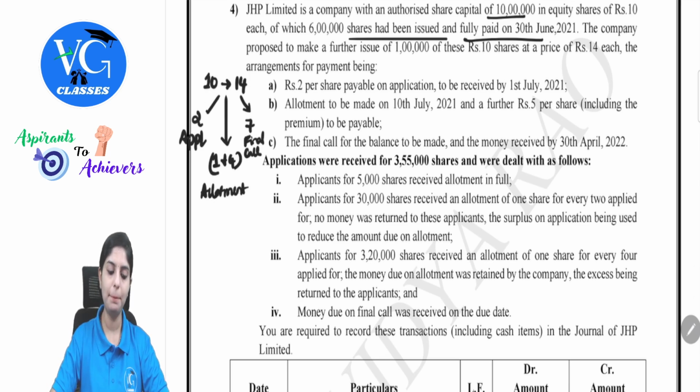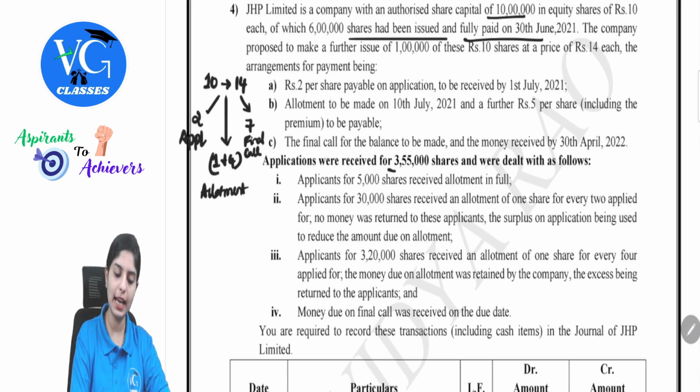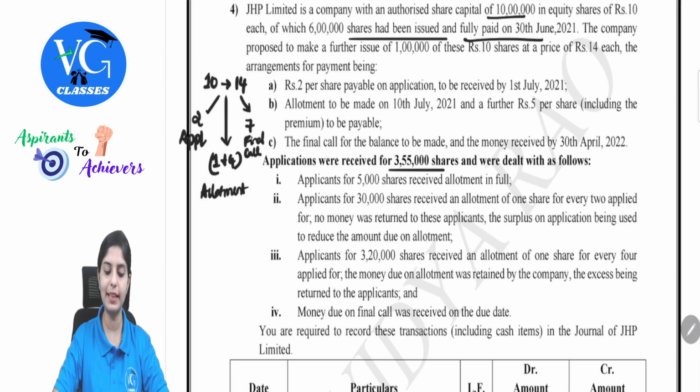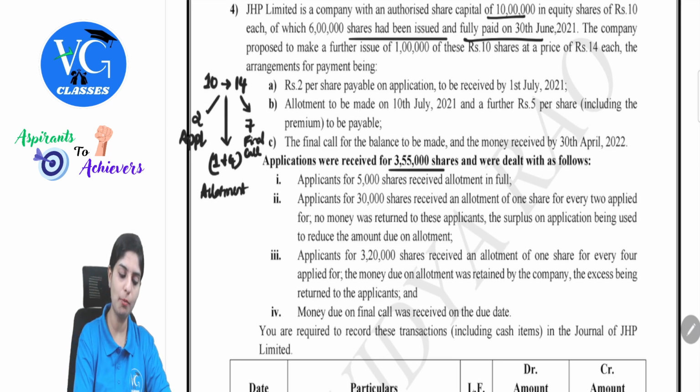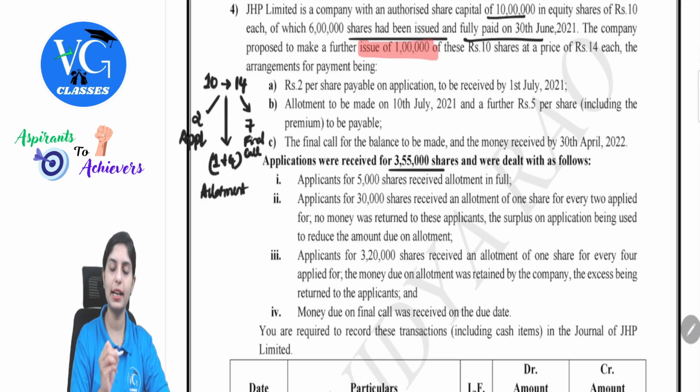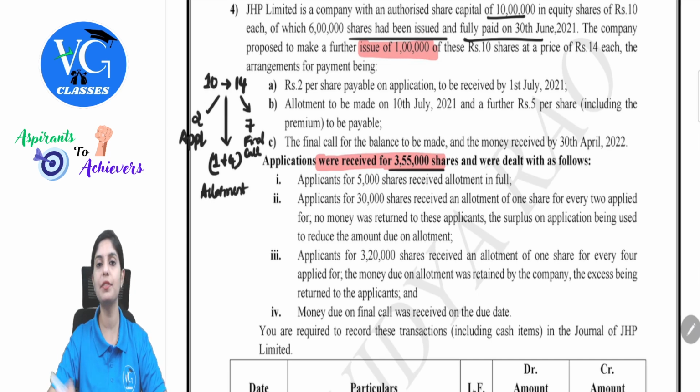Yes. Applications were received for 3,55,000 shares and were dealt with as follows. See, understand, again revisit the question. How much was issued? Just 1 lakh shares. But what is the application response? They are receiving applications for 3,55,000 shares. Higher oversubscription received.